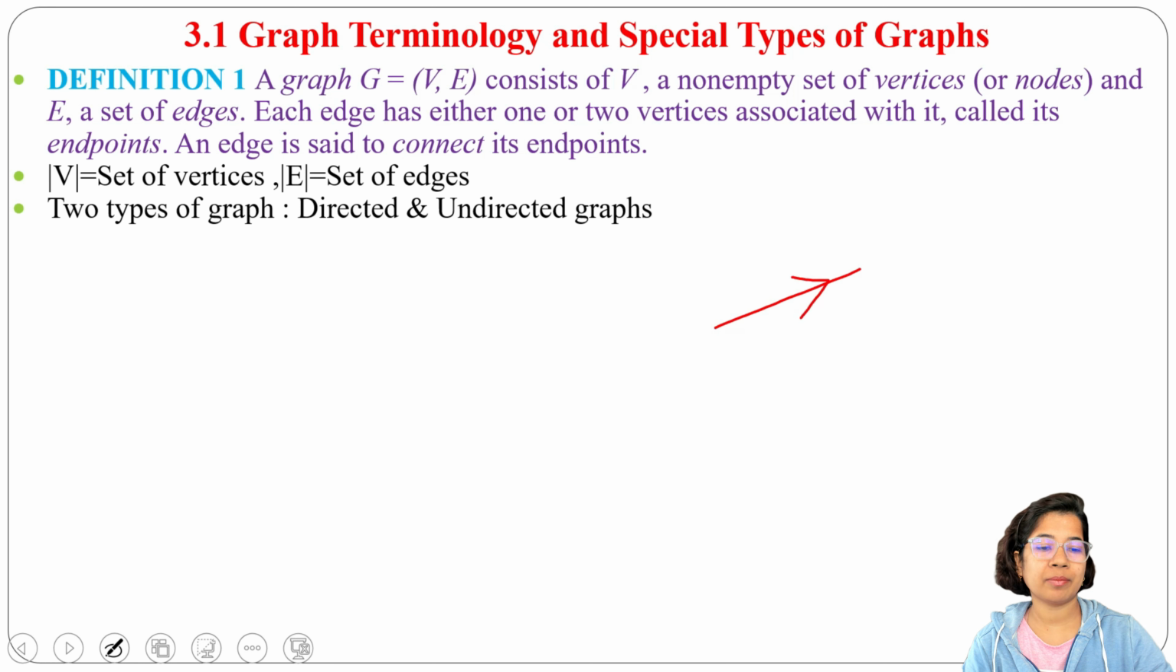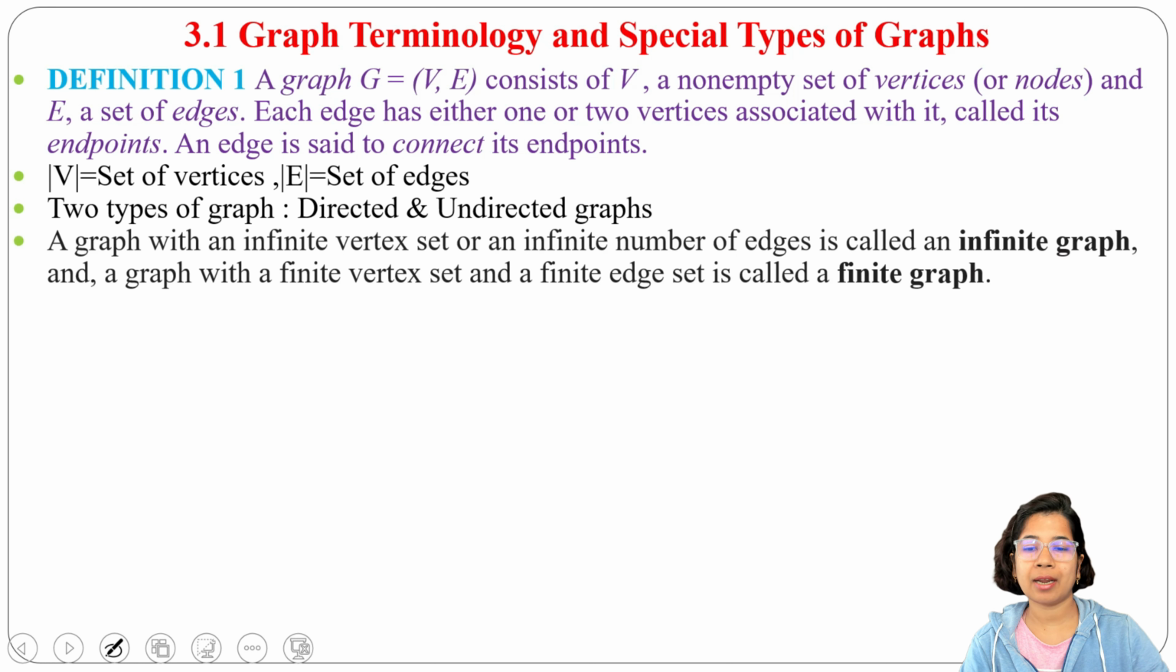If an edge has some arrow mark, this is a directed edge and the graph is called a directed graph. If the edge has no arrow mark, then it is an undirected edge and the graph is called an undirected graph. So now we'll discuss undirected graph and later we'll discuss directed graph. A graph with an infinite set of vertices and an infinite set of edges is called an infinite graph, and a graph with a finite vertex set and a finite edge set is called a finite graph. Mainly we focus on finite graph. We can represent a finite graph on paper. We can count the vertices, we can count the edges.